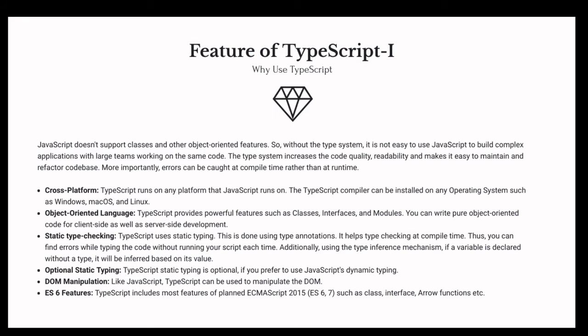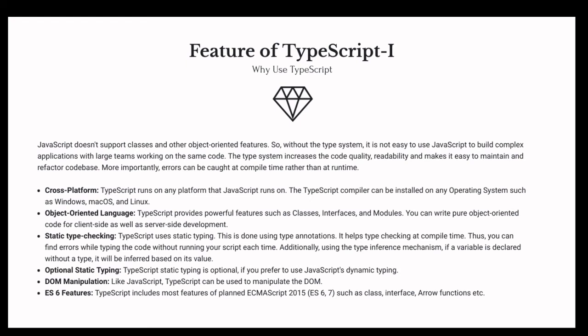Static type checking. TypeScript uses static typing, done using type annotations, so that at compile time we can identify the errors. This is very helpful for any developer or automation tester, so they can identify issues at compile time, save their time, and improve their code.